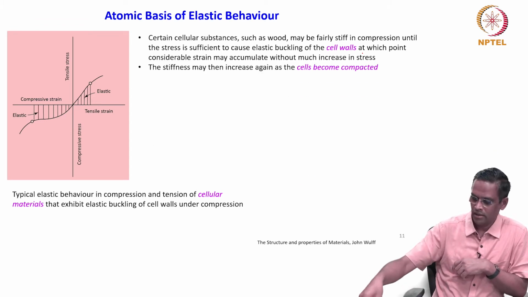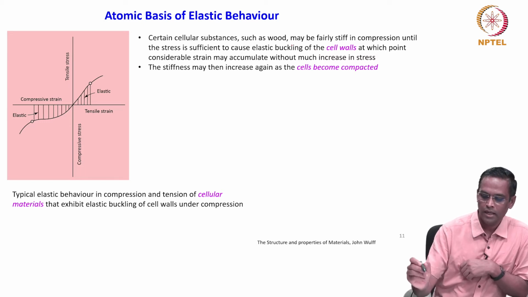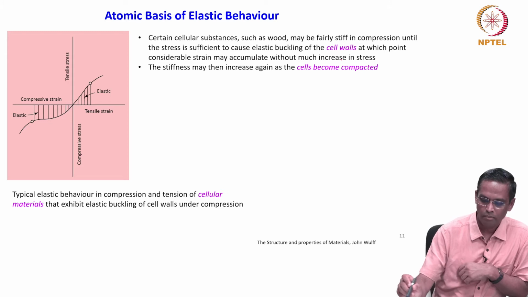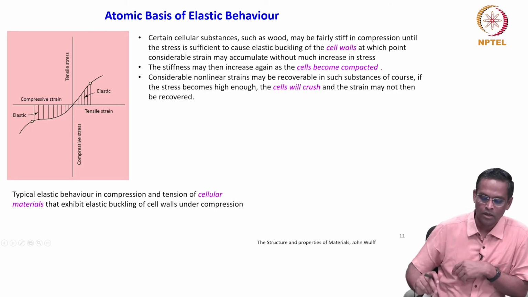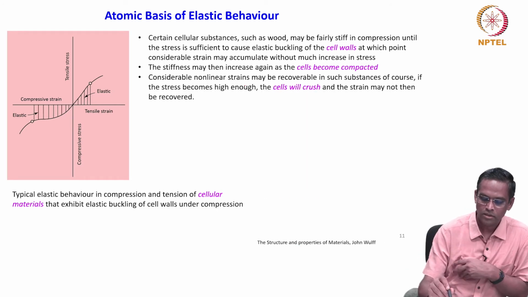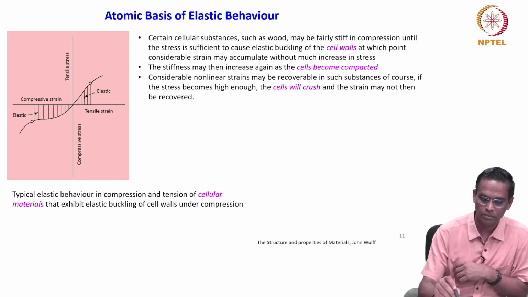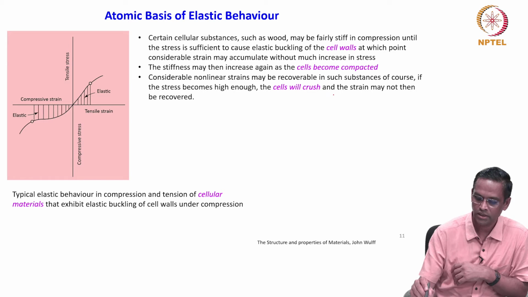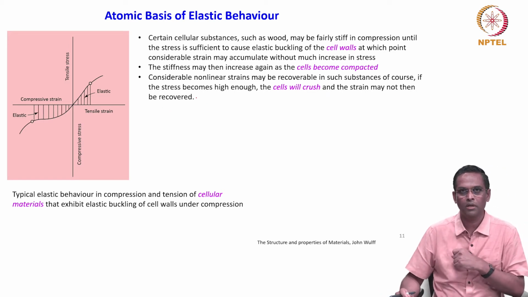Once the cells start to buckle, then they also try to get compacted. The stiffness may then increase again as the cells become compacted. Okay. And considerable nonlinear strains may be recoverable in such substances. Of course, if the stress becomes high enough, the cell walls will crush and the strain may not then be recovered. So, that is also possible.